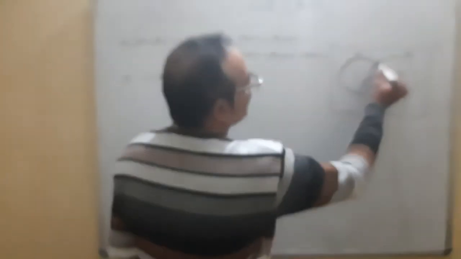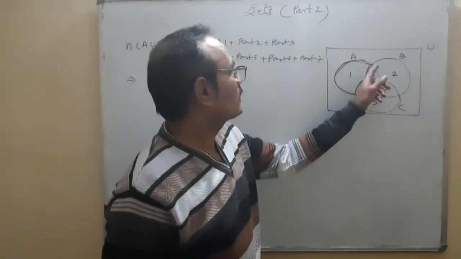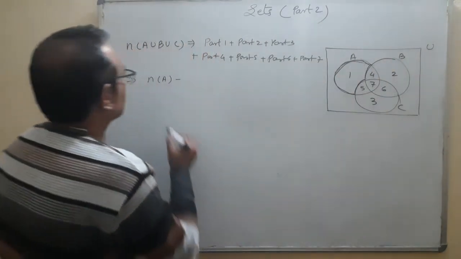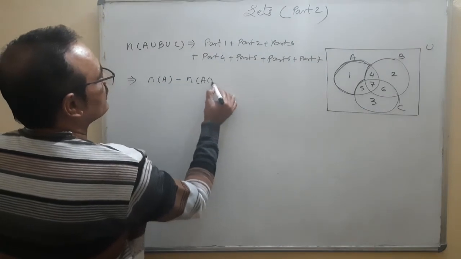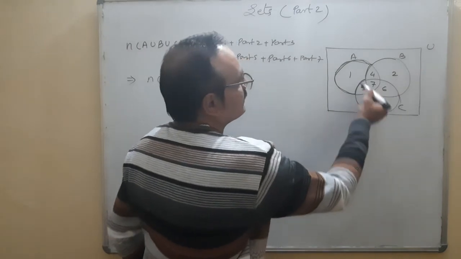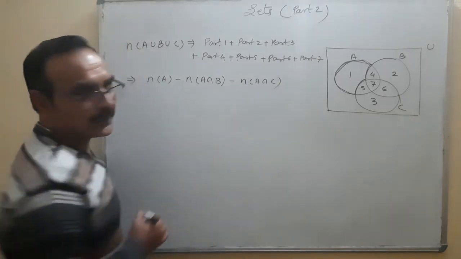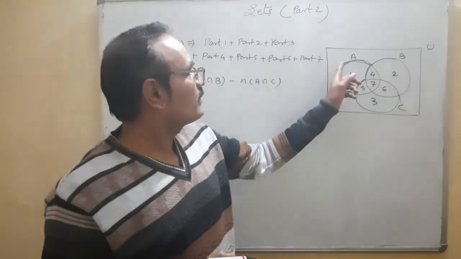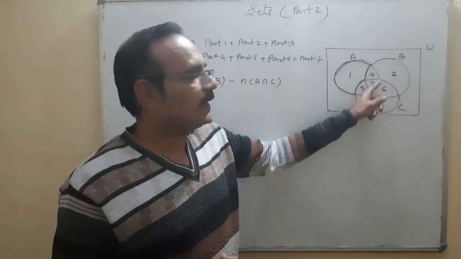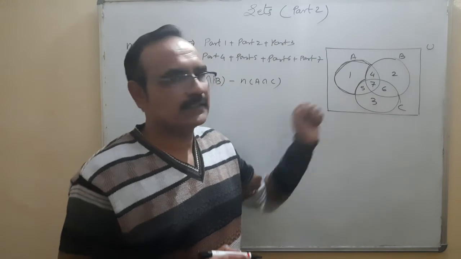This part 1 can be written as n(A) minus, this portion will be subtracted, and this portion is the common portion of A and B. So n(A) minus n(A ∩ B). Am I right? Minus this portion also subtracted, that is A and C, minus n(A ∩ C). Is that okay? What I have done? Part 1 is equal to n(A) minus n(A ∩ B) minus n(A ∩ C).